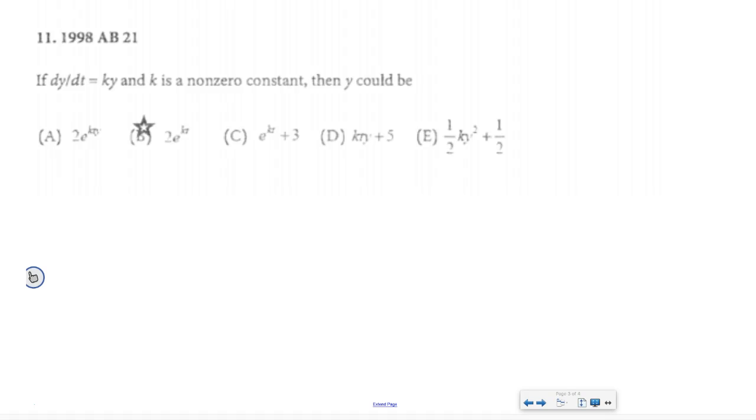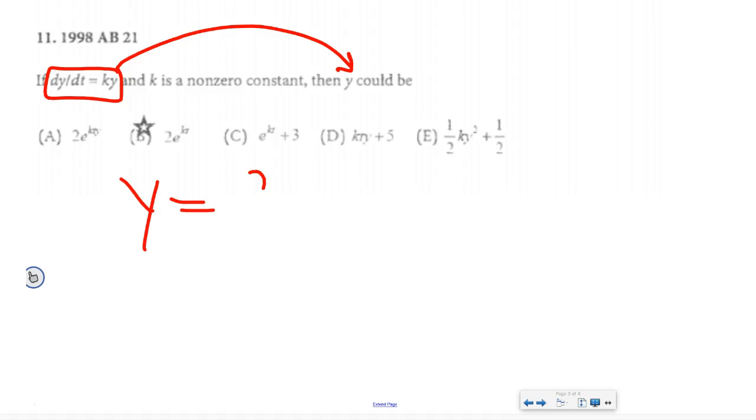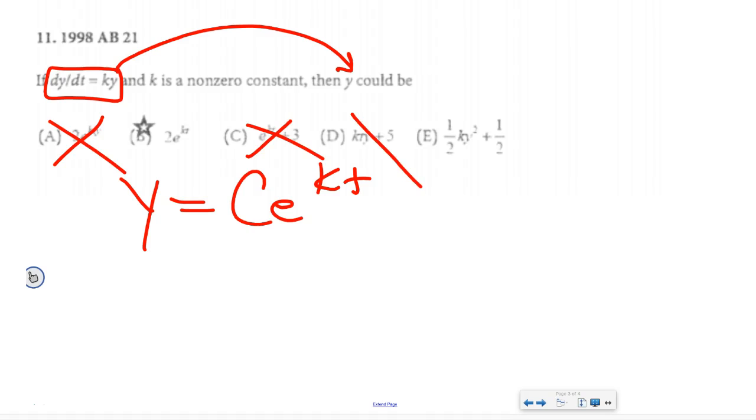Next up, easy question if you understand the model. It says dy/dt equals ky, and k is a non-zero constant. What could y be? This is your exponential growth model. We can jump right to y without separating and integrating. If we remember, y equals Ce^(kt). There's only one of these in that model. No, that's got an xy, and this has got some plus on it. I don't know what's going on with this. None of these are even exponential. This is the only one in the Ce^(kt) model, and that would have had a C of 2.